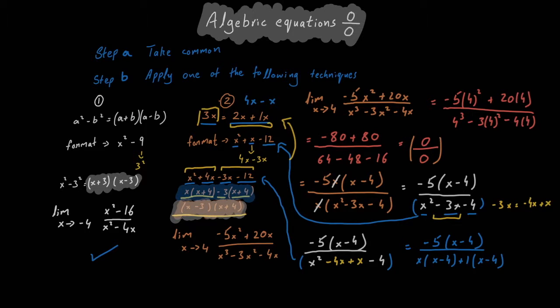So I can simply write this expression as negative 5 times x minus 4 divided by x plus 1 times x minus 4. Now here we can simply cancel off x minus 4 and x minus 4 and we will be left with negative 5 divided by x plus 1. If we substitute for x again, we will have negative 5 divided by 4 plus 1, which is negative 5 divided by 5, and it is negative 1. So negative 1 is your answer.